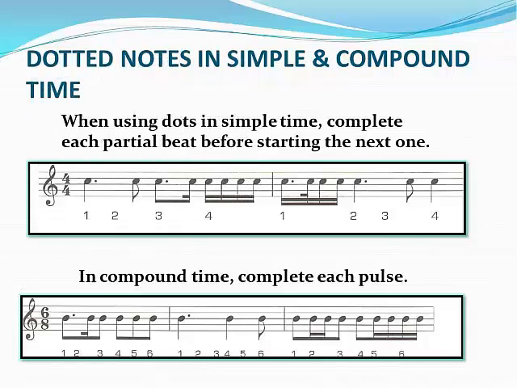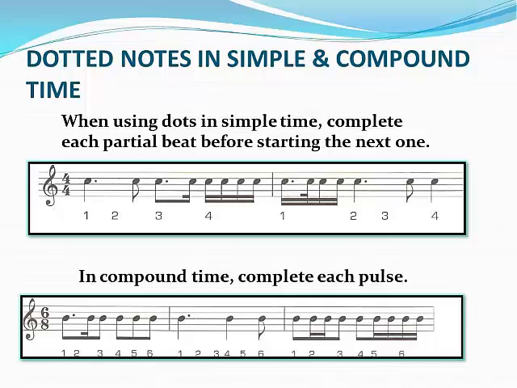Remember, a dotted note is going to increase the length of the given note by half of its original value. In 4/4 time, the dot after the quarter note would be equal to an eighth note, which is half of the value of the quarter note.